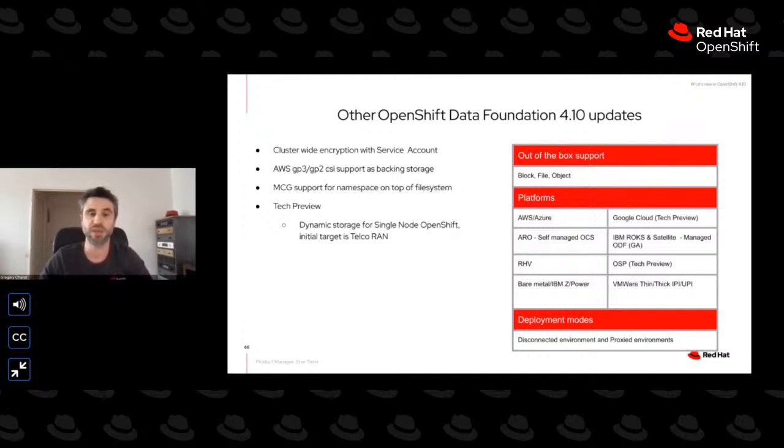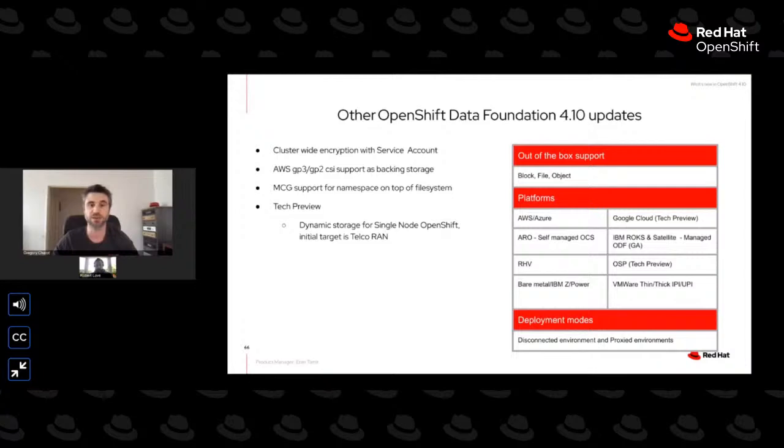One last important update is the introduction of a new dynamic local storage solution for single node OpenShift as tech preview. This solution has a very low footprint in terms of resource consumption and is based on the TopoLVM upstream project. That's it for the storage and ODF updates. Handing over to Rob for the Telco 5G.